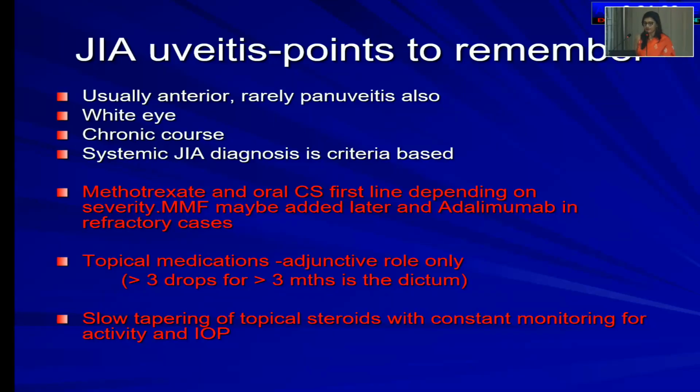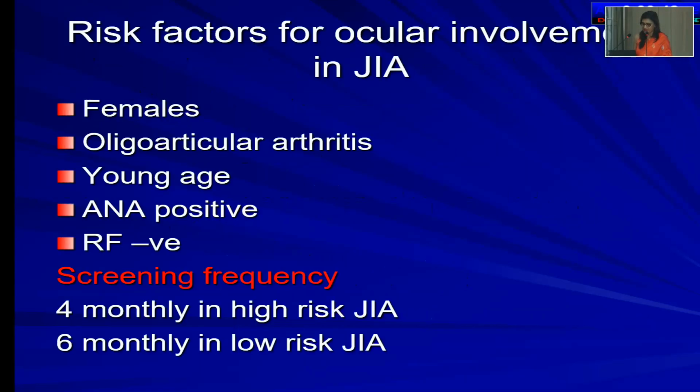Topical medications have only an adjunctive role, and you should not be using more than 3 drops for more than 3 months. So if you are having to use that, you must step up your systemic immunosuppression. There is no question of treating these children with topicals alone. They should be on systemic immunosuppression from the beginning. Slow tapering of the topical steroids with constant monitoring of the activity and IOP is required. Risk factors for ocular involvement in JIA are female sex, oligoarticular, which means the number of joints involved are less.